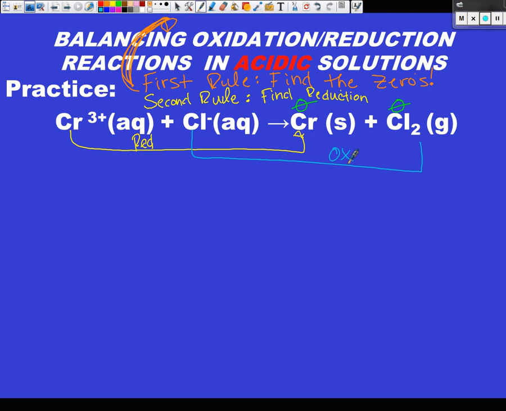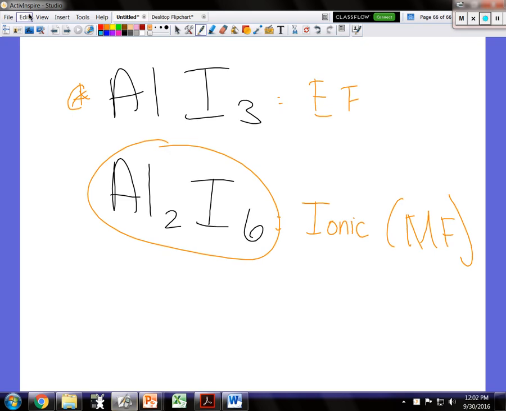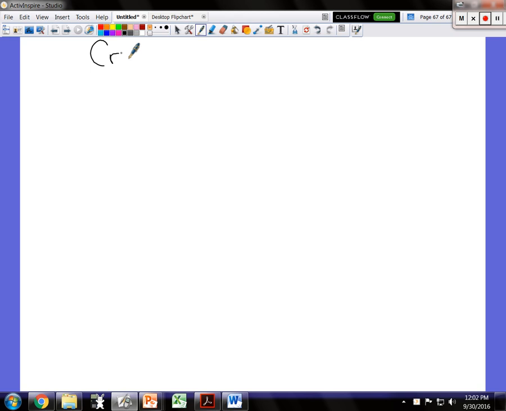We've established what went through oxidation and what went through reduction. Now we can set up our half reactions. So do this with me. I'll do it. No, I want all the different colors. All right, so help me out. It's Cr3 plus Cl minus goes to Cr plus O2, right? No, Cl2. Thank you. Why did I say O2?